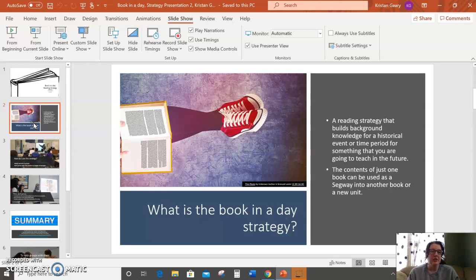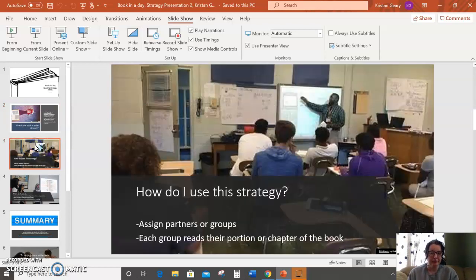The contents of just one book can be used as a segue into another book. So you might use this to fill a small gap period of history in your world or your U.S. history class, or possibly as an example or a segue into a new unit to kind of give students some pre-teaching, some background knowledge before moving on to the next topic. So how do you use it in the classroom?